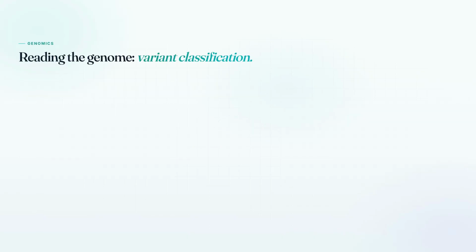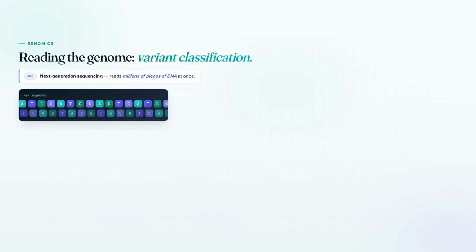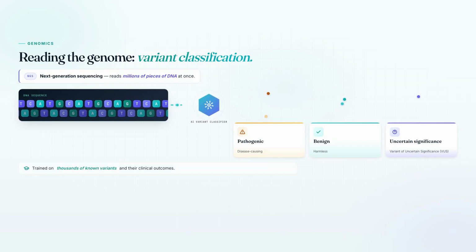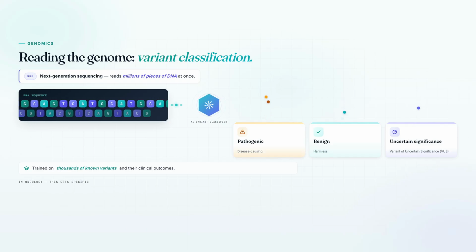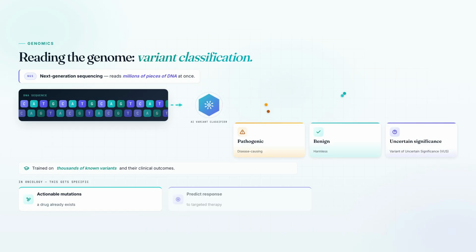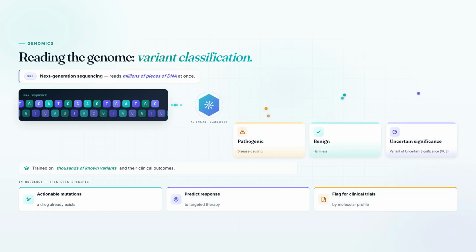In genomics, the study of a patient's genes, AI is transforming how we interpret next-generation sequencing data. That's the high-throughput technology that reads out millions of pieces of DNA at once. Variant classification, deciding whether a genetic mutation is pathogenic, benign, or of uncertain significance, is being assisted by AI models trained on thousands of known variants and their clinical outcomes. In my field, oncology, this is particularly relevant. AI helps identify actionable mutations, the ones we actually have a drug for, predict response to targeted therapies, and flag patients for clinical trials based on their molecular profile.